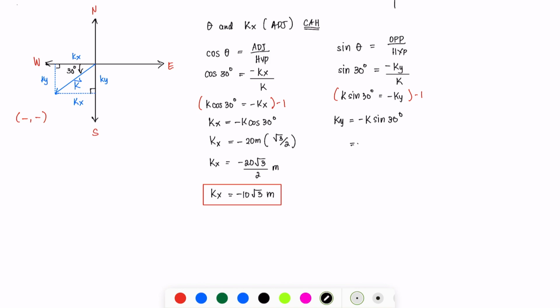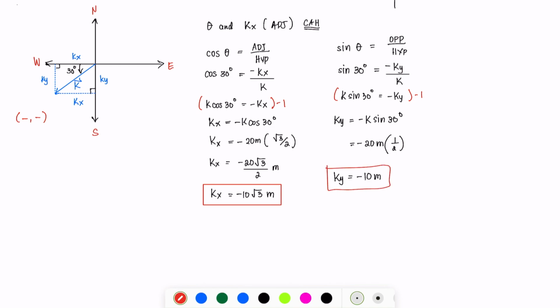Substitute the values. Negative k is just negative 20 meters. The sine of 30 from your unit circle, if you're very familiar, that's 1/2. So that means to say that your k sub y is just negative 10 meters, because that's 20 divided by 2, or 20 times 1/2. All right.